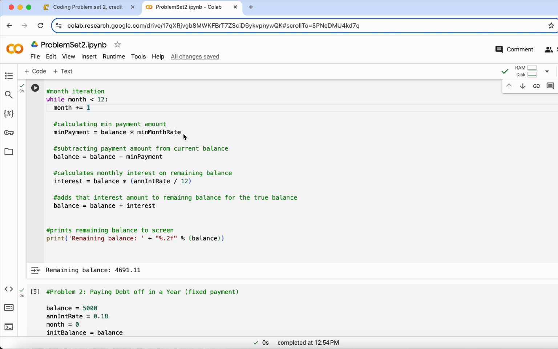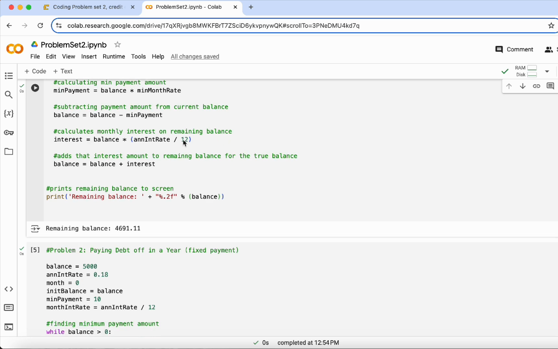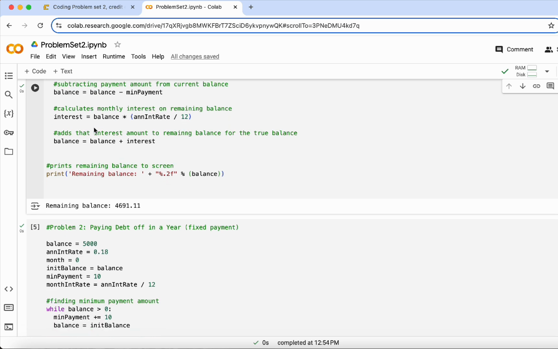Next, we need to subtract that payment from the current balance. So whatever rate we get up here, we just subtract that from the current balance. Then after that, we calculate the monthly interest on that remaining balance, and that is done by this equation here. So multiplying the balance by the annual interest rate divided by 12. So 12 just for a year. And then we add that interest back into the balance to get the quote-unquote true balance.